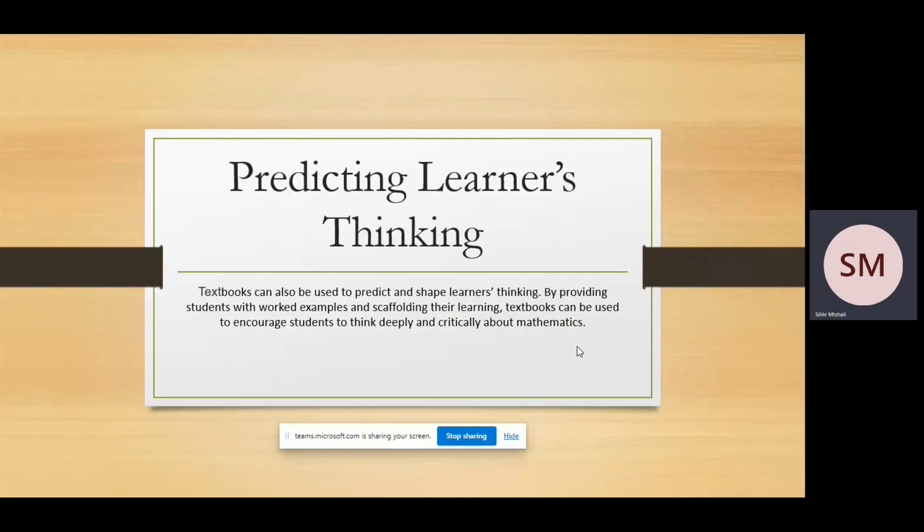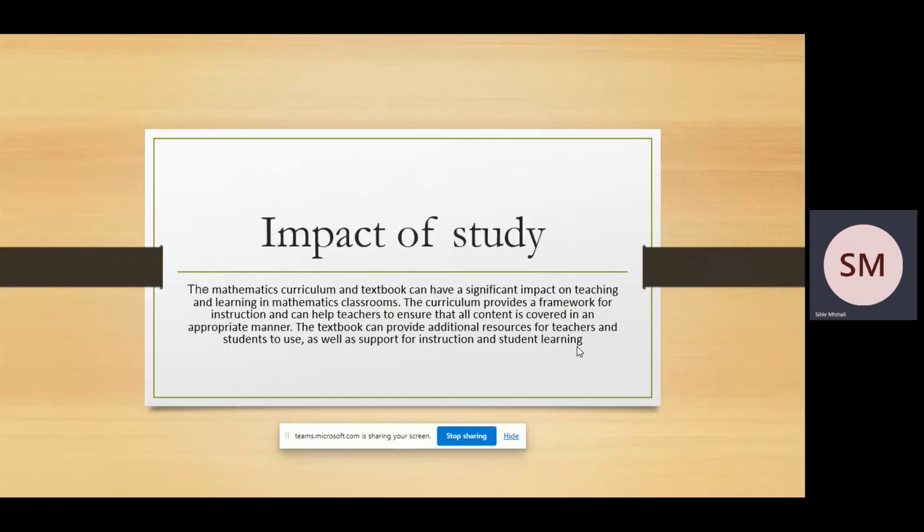And now, when we're using textbooks, you can predict the learner's thinking. Textbooks can also be used to predict and shape learners' thinking by providing students with worked examples and scaffolding them. Textbooks can also be used to encourage students to think deeply and critically about mathematics.